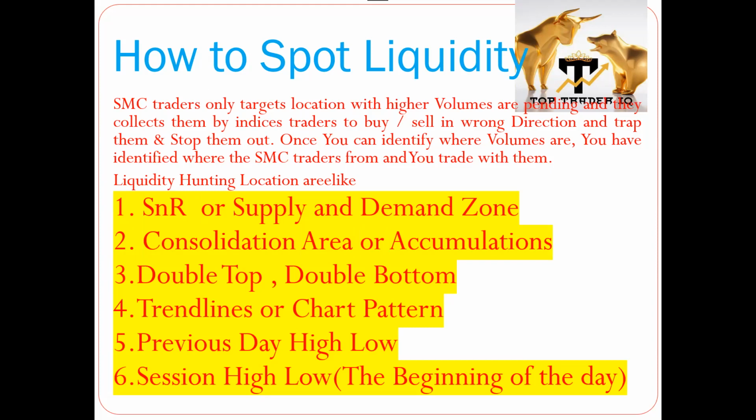Either you can take a support or resistance level, or a supply or demand zone you can check, or you can take the consolidation level or accumulation level, or any double bottom or double top pattern you have. Then a trend line you can take, and if you are an intraday trader, you can take the previous day high and low, and also the session high and low at the beginning of the day. These are the most common liquidity spot levels. We can find them and you can trade.